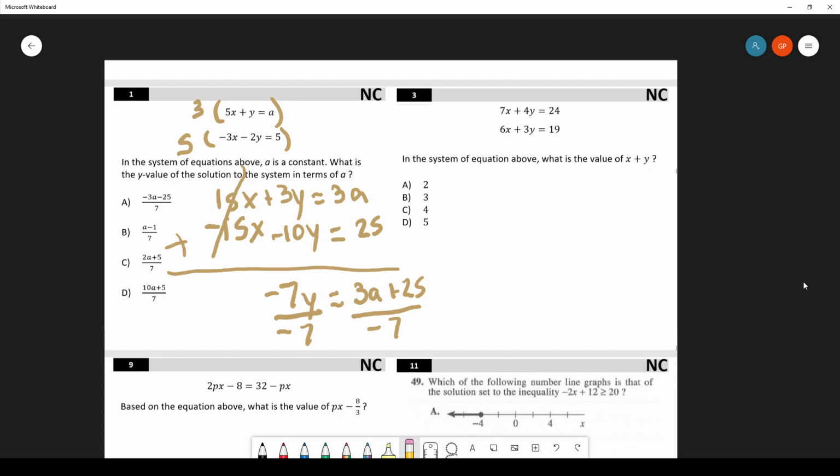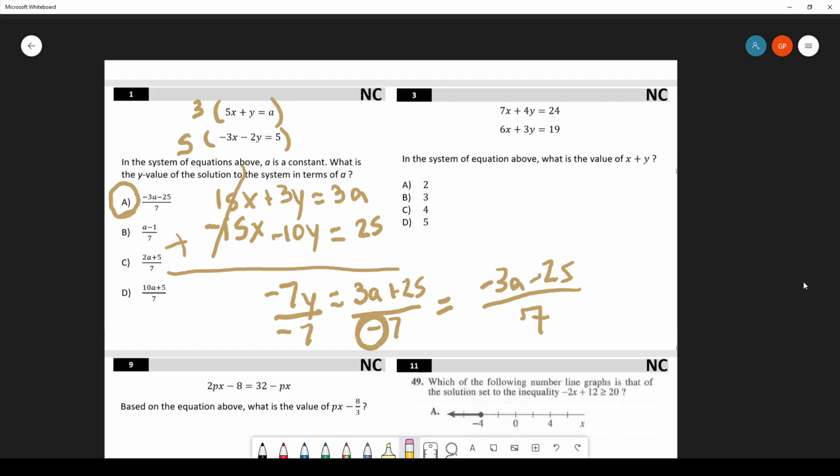So I need to see which one of my answer choices looks the same. So you might notice at first that none of them look exactly the same. But what I can do is I can distribute this negative right here, and I can take it out and apply it on the top, and it would still be equivalent. So this is actually still equivalent to negative 3a minus 25 over a positive 7, which is answer choice A.